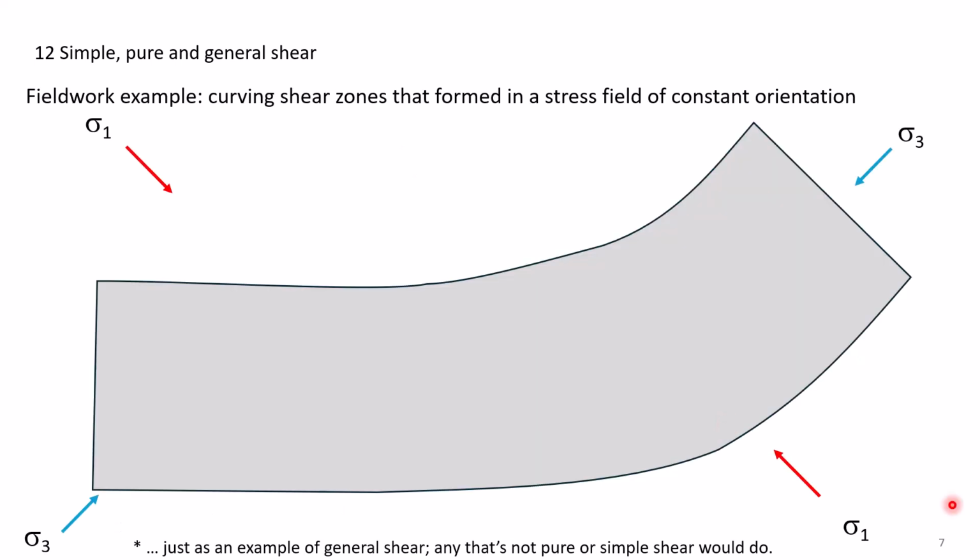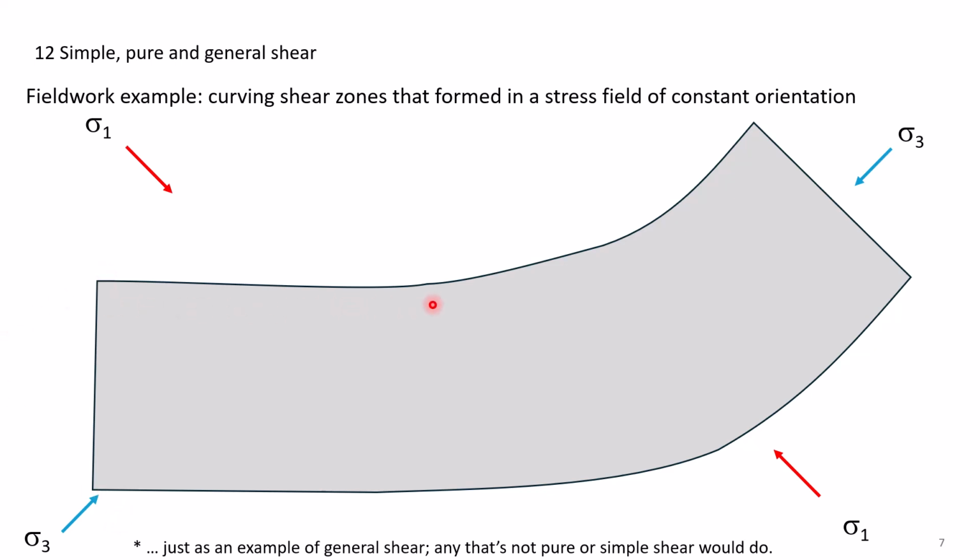Let's consider a fieldwork example, a curving shear zone that is formed in a stress field of constant orientation. We see here the stress field orientation with sigma 1 acting from top left to bottom right, obviously opposed by a stress vector of equal magnitude. The same for sigma 3 acting from top right to bottom left and vice versa.